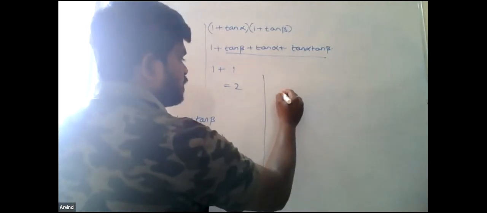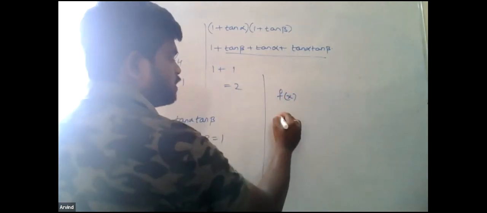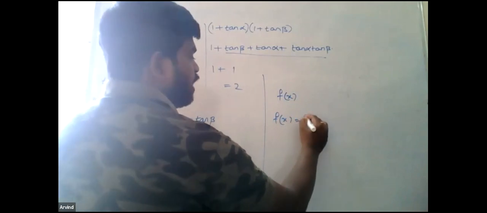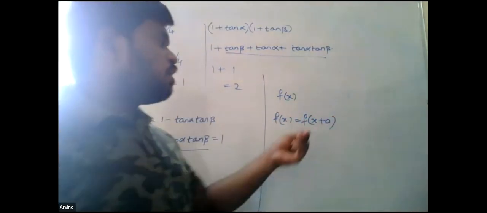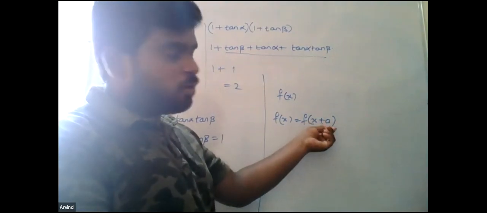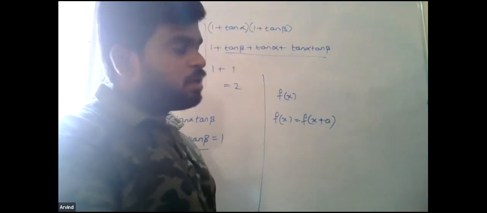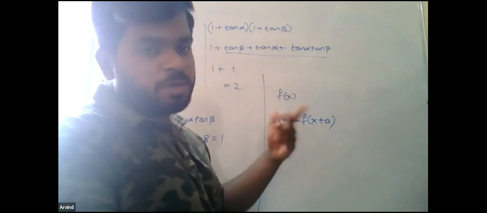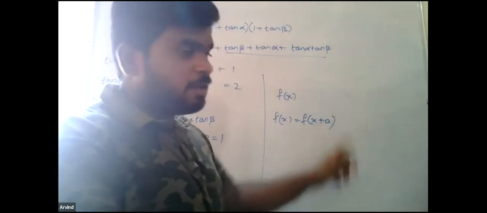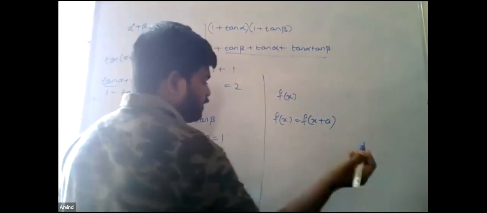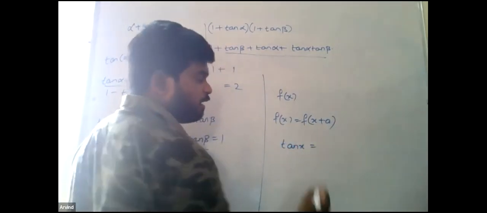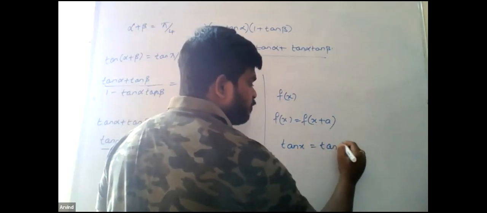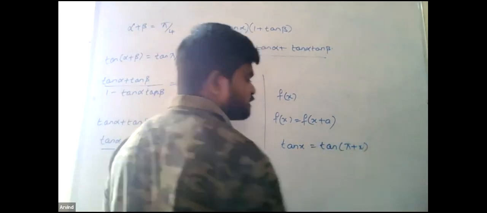See, f of x is said to be a periodic function if f of x is equal to f of x plus a. If you add some quantity to x and you get back f of x, then you call that f of x a periodic function with period a. For example, let's take tan x. The period of tan x is pi, because tan x and tan of pi plus x are same.